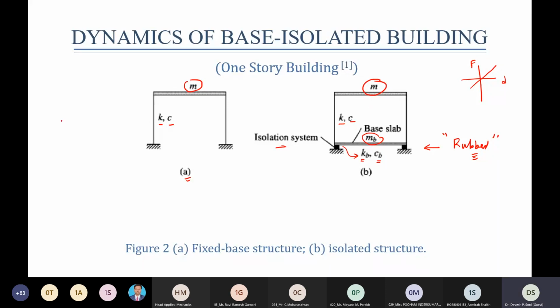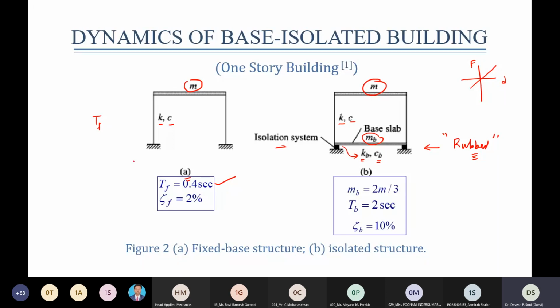Now suppose the fixed base period TF of this system is, let us say, 0.4 second, and the damping is assumed to be 2%. When this system is kept on an isolation system, we know that its fundamental period will increase. Suppose the increased time period is 2 seconds, called TB, the isolation period. Then we have assumed here that the base mass is equal to 2/3 of the mass of the slab. It can be anything; sometimes MB is equal to M. That all depends upon the design. But here, for explanation purposes, we have assumed that the base mass is equal to 2/3 of the mass of the slab. Then the rubber has its own damping, and that damping is considered as 10% of critical.